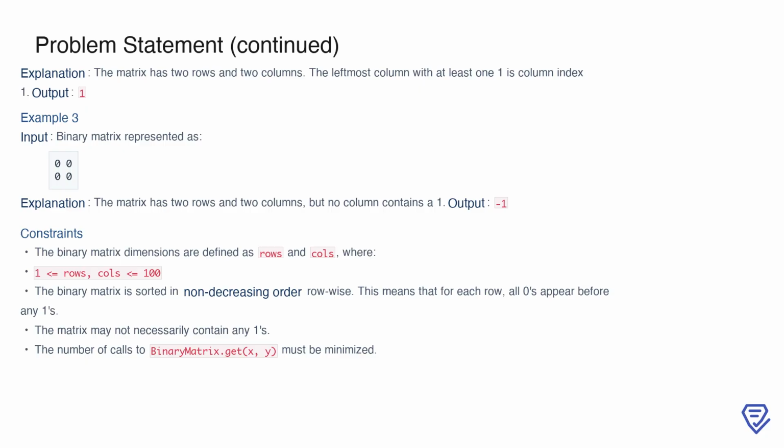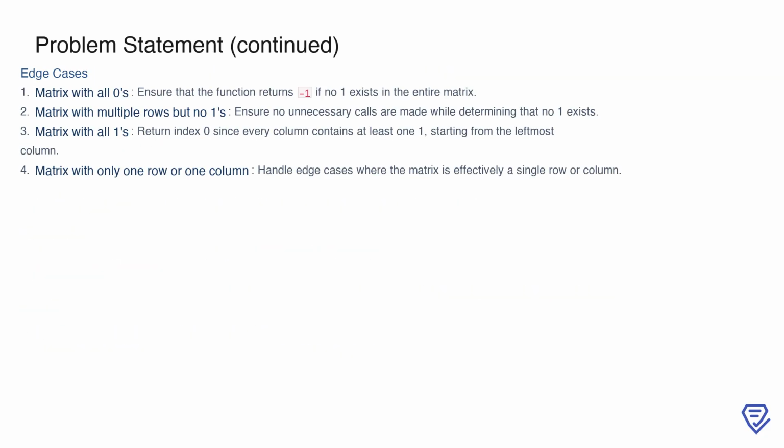Additionally, the constraints specify that the binary matrix dimensions will always fall between 1 and 100 for both rows and columns. This means you can encounter matrices of various sizes but should always respect the property that the rows are sorted in non-decreasing order. Minimizing the number of calls to the get method is a crucial part of solving this problem efficiently. Let's consider some specific edge cases you need to handle.